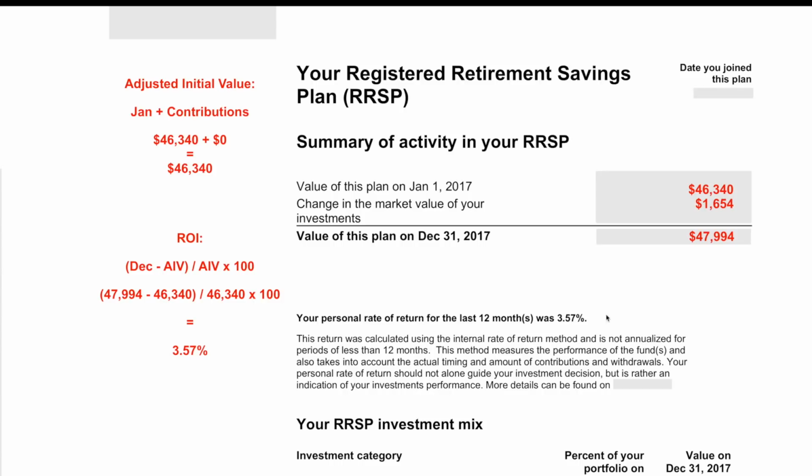You'll also note that because there was no contributions, it's exactly the same as the paperwork presented by the company. I also have to say this is an utterly pathetic return on investment, 3.57%. We should be getting at least 7% per year. In 2017, we had an amazing year in the stock market. This portfolio should have performed way better than 3.57%.